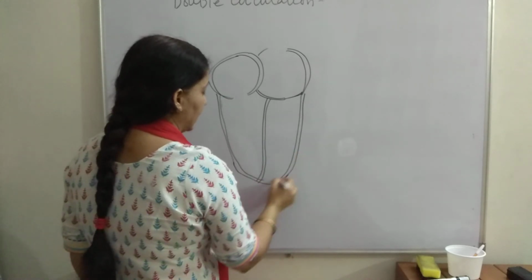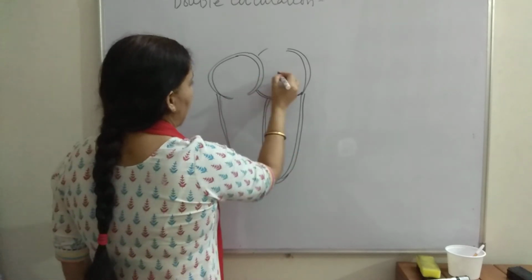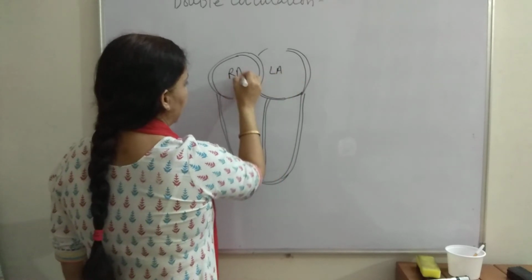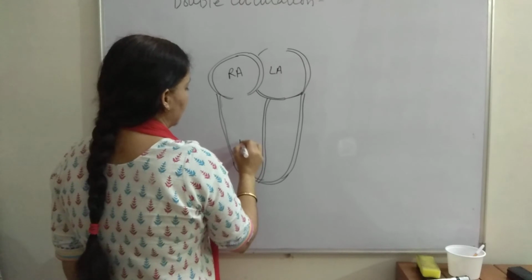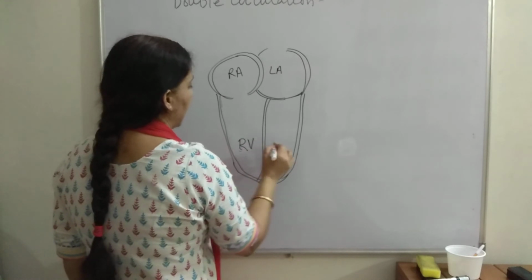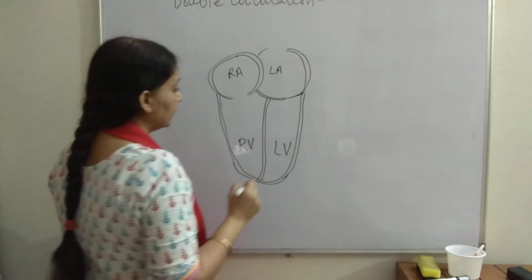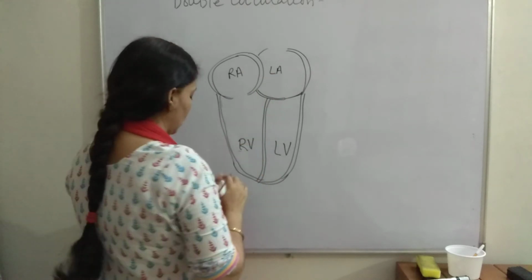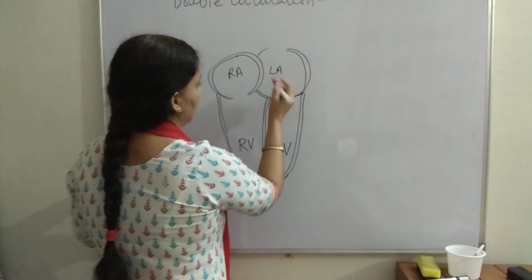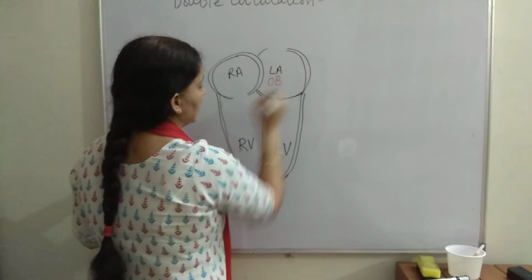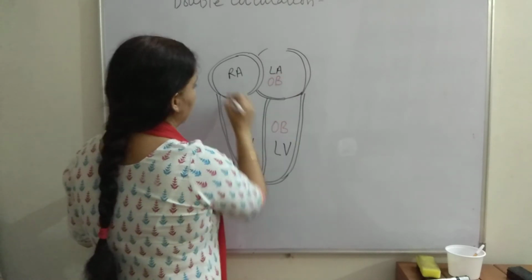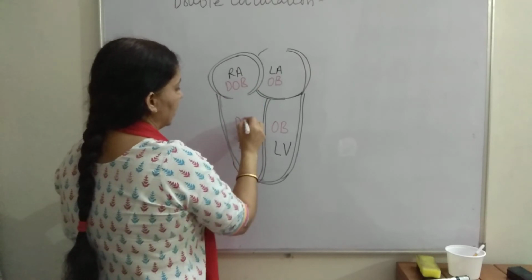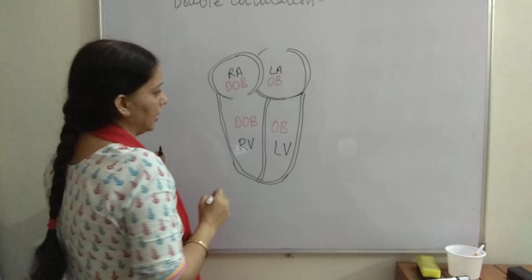So what are these? These are the four chambers of the heart: this is left atrium, this is right atrium, this is right ventricle, and this is left ventricle. They are separated with septum, and the type of blood flowing in these is oxygenated and deoxygenated blood. Here oxygenated blood flows in the left atrium, deoxygenated blood in the right atrium, and the right ventricle also contains deoxygenated blood.